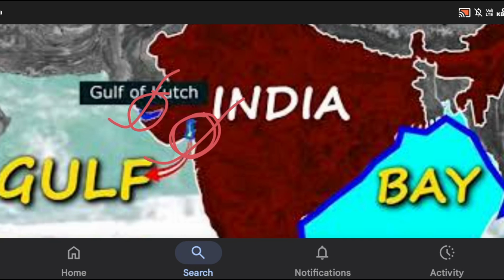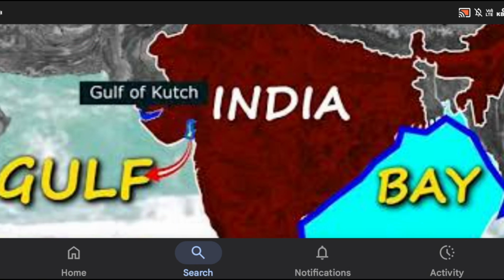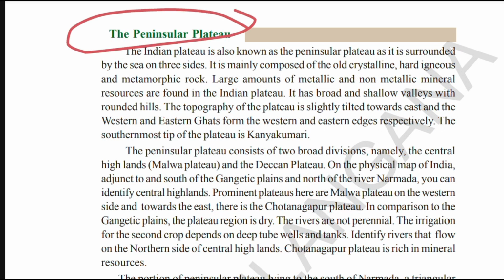This is about bay and gulf, where a gulf is a narrow inlet and a bay is a broad outlet. And one more thing, whatever gulfs are there, they are more deeper than the bay. So this is about peninsula, island, gulf and bay. I hope you understood this, and now without wasting any time, we'll directly dive into the topic.